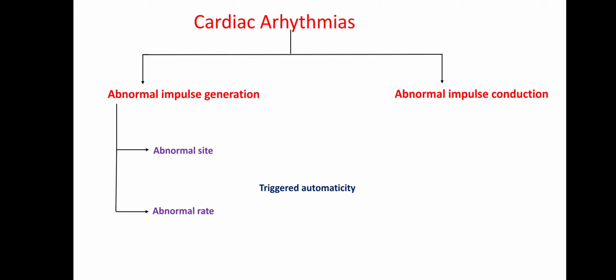Okay, so in continuation, we are talking about impulse generated from abnormal site, where we are discussing triggered automaticity. This triggered automaticity is of two types. The first one is early afterdepolarization, and secondly delayed afterdepolarization. We have completed our discussion regarding early afterdepolarization, so in this video we will be starting with delayed afterdepolarization.